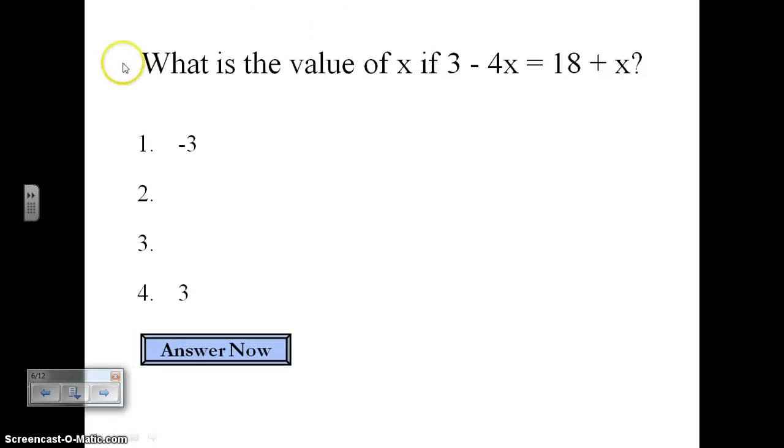Now what I want you to do is try one on your own. So I want you to try this one. And my answer is negative 3.